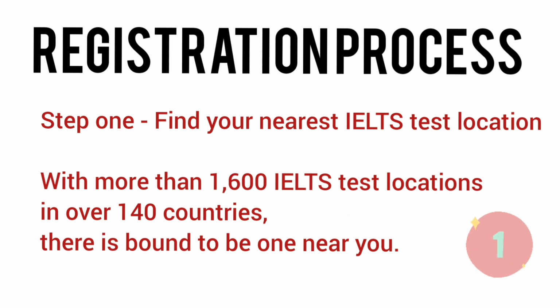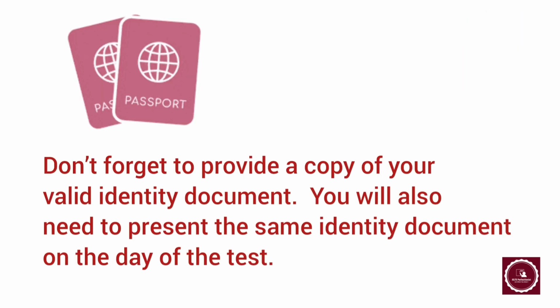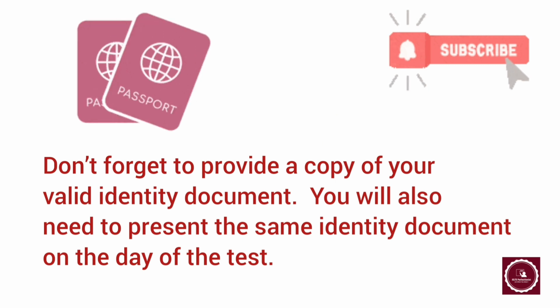Step 1. Find your nearest IELTS test location. With more than 1600 IELTS test locations in over 140 countries, there is bound to be one near you. Step 2. Register for your IELTS test. You just need to select the test mode, that is, computer delivered or paper based test, followed by your preferable location. Thereafter, select a date according to the module you want to appear, that is academic or general training. Don't forget to provide a copy of your valid identity document. You will also need to present the same identity document on the day of the test.